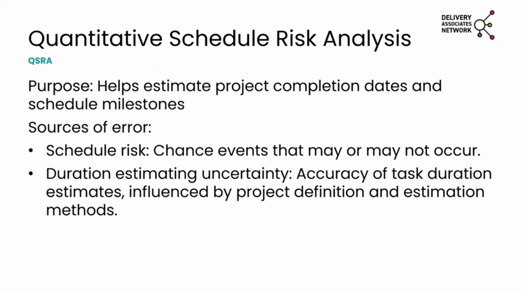So quantitative schedule risk analysis, again, we do it with Monte Carlo simulation. Its purpose is to help estimate project completion dates and schedule milestones. And the sources of error would be schedule risk and duration estimating uncertainty. So similarly to cost, we've got chance events that may or may not occur that impact the schedule, and duration estimating uncertainty. We are not 100% certain about the accuracy of the task durations we have assigned in our plan.